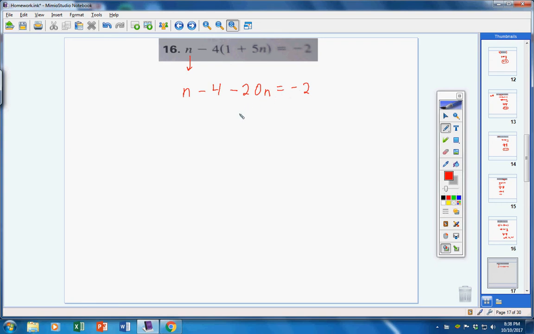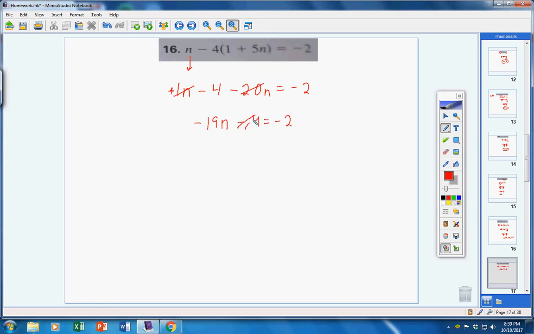Notice, students, the only thing that was multiplied by a negative 4 were terms that were inside the parentheses. Okay? Now, we're still not done simplifying. I have an n term here and an n term here. So put an n, positive 1, negative 20. That's negative 19. Bring down your negative 4.